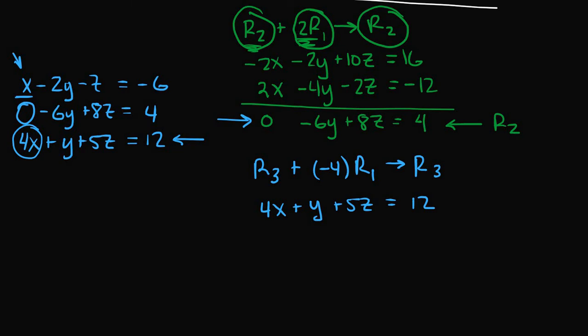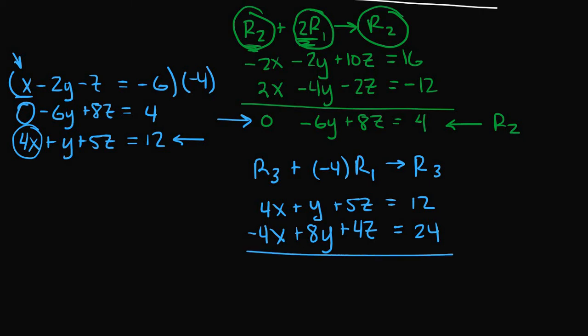And then negative 4 times this equation is going to give us negative 4x plus 8y, right? Negative 4 times negative 2y. And then plus 4z here is equal to 24, right? Negative 6 times negative 4. And then let's add these two equations together.